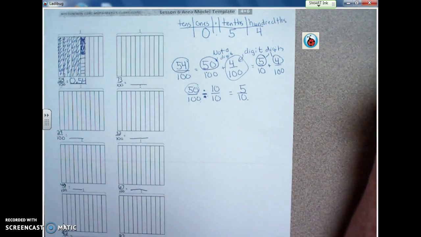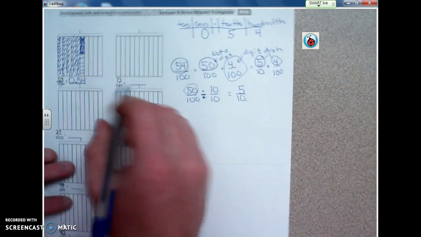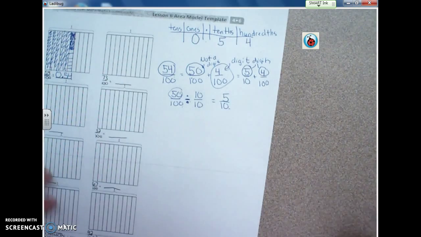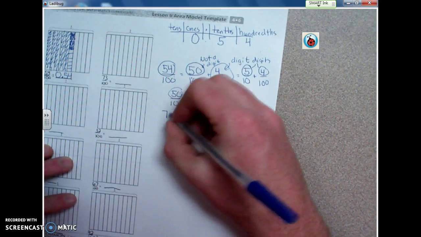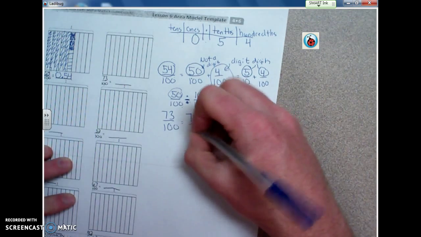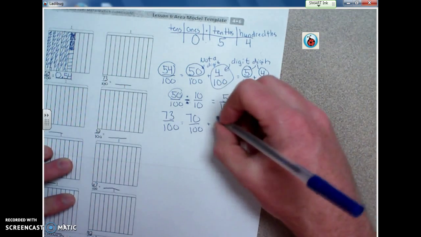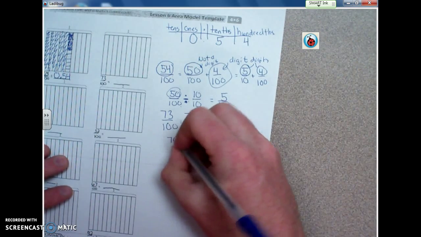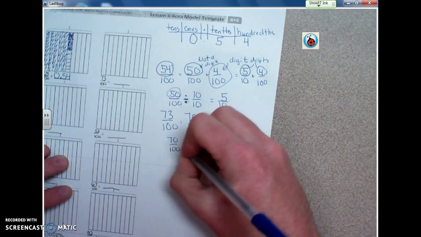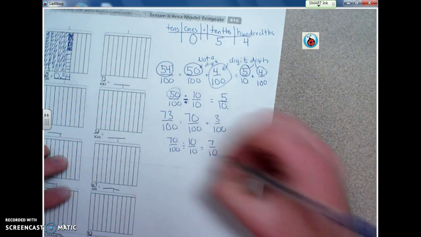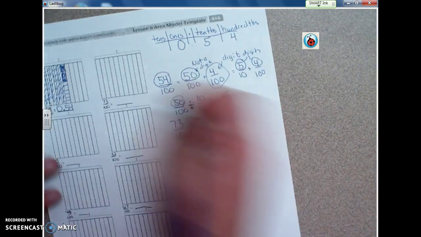All right, let's look at this next one now. So now I have 73 hundredths. I want to take my 73 hundredths and again expand it into 70 hundredths plus 3 hundredths. So 70 hundredths, again I can divide that by 10 tenths to give me my tenths. That gives me 7 tenths. So now I have 7 tenths.